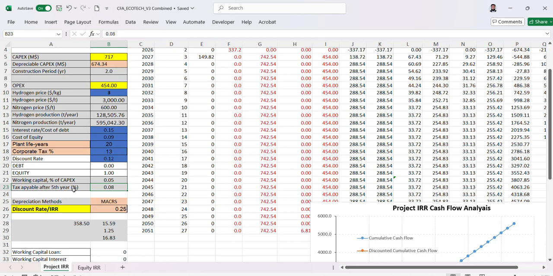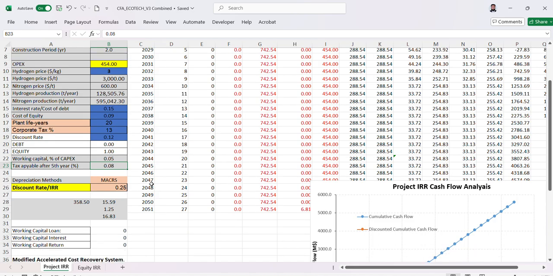And also this 5th year is assumed considering that it depends on the country. In Australia, there are subsidies to startup companies. Depending on the type of the project, they will offer you tax payable after a certain period of time, like 5 years or so.